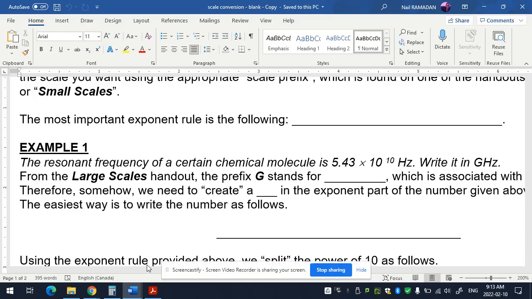Okay, so the resonance frequency of a certain chemical molecule is how much? 5.43 times 10 to the 10. What's this unit? Anyone remember this? Grade 11 physics. This is hertz. Frequency is always measured in hertz. We're going to deal with it a lot when we do waves and light. Okay, write it in gigahertz. Question. Pencils down, everyone.